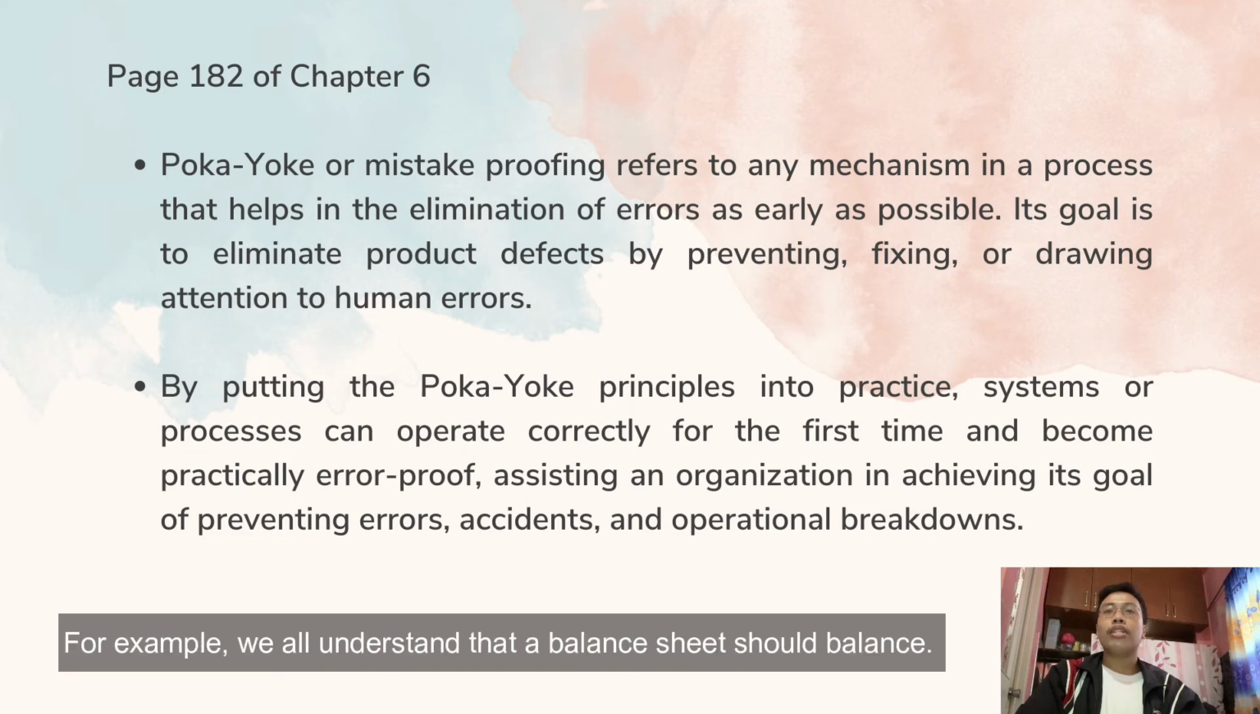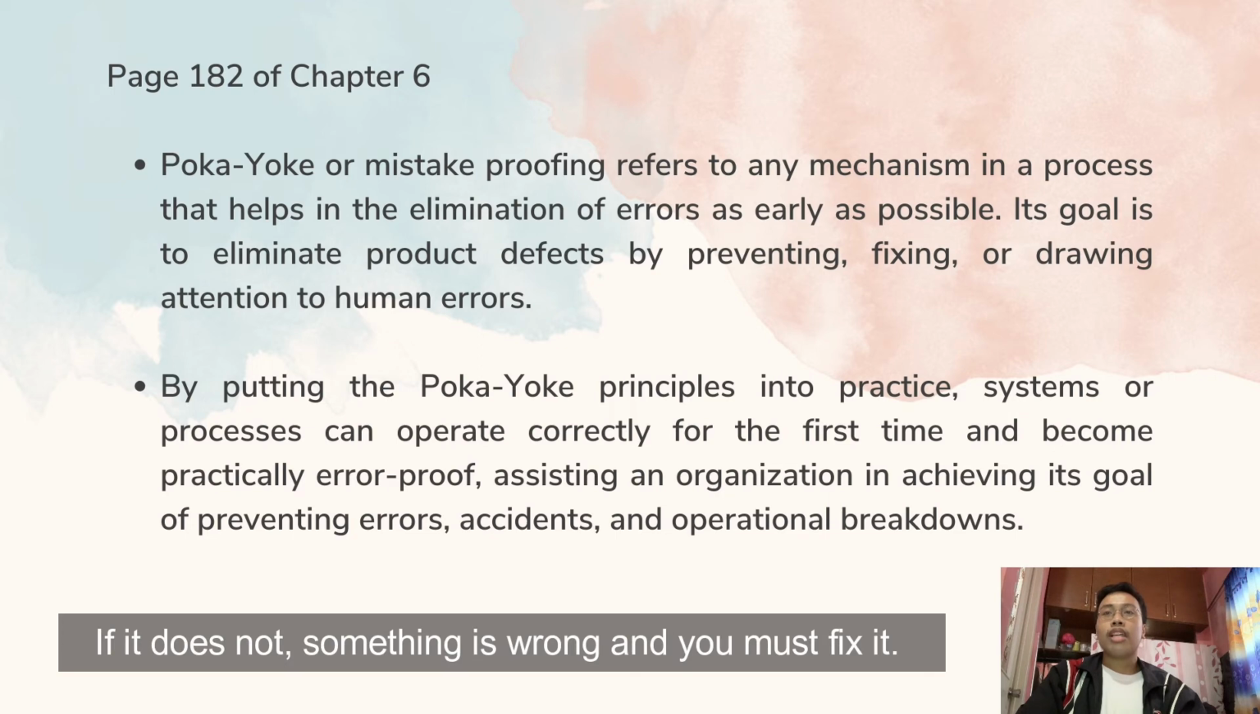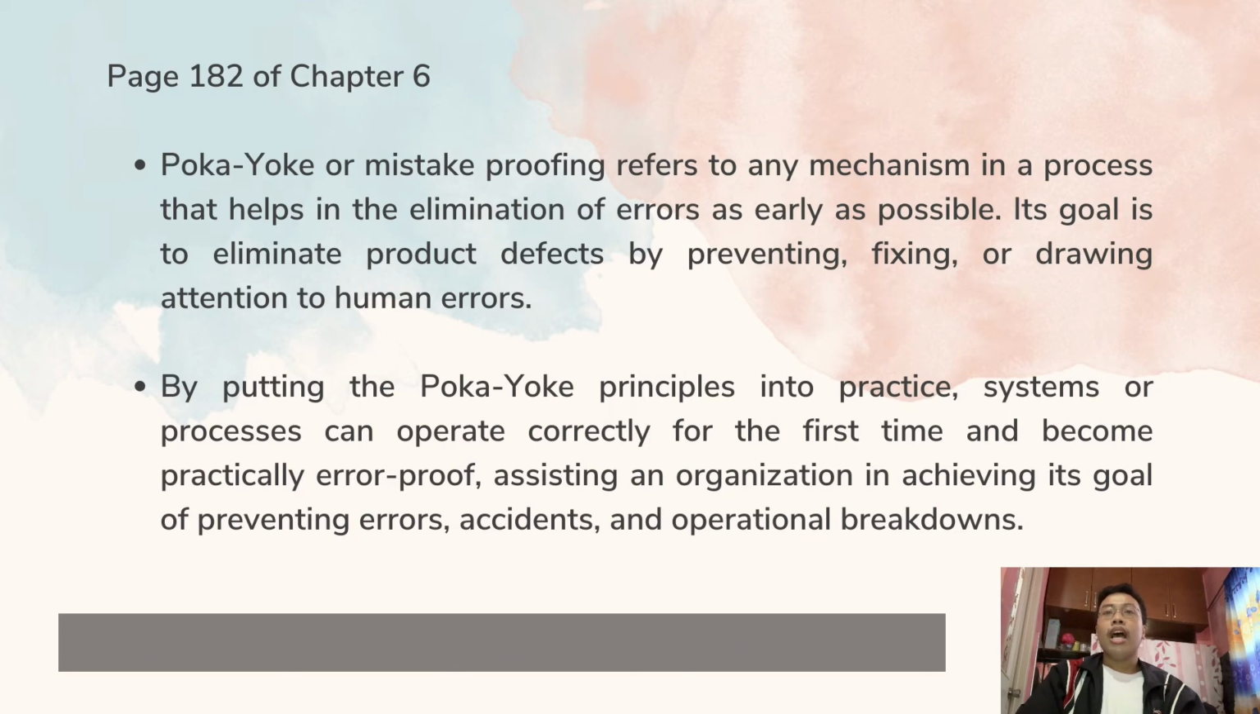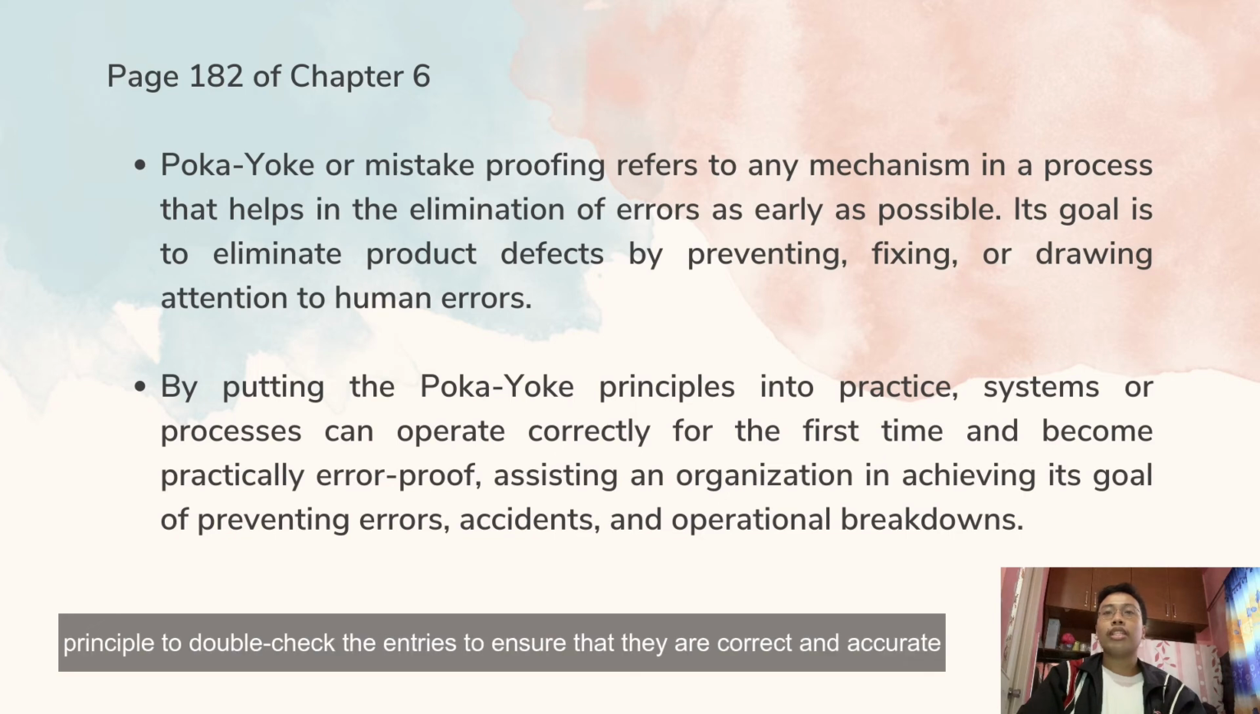For example, we all understand that a balance sheet should balance. If it does not, something is wrong and you must fix it. As an accounting student, we can use the Poka-yoke or mistake proofing principle to double check the entries to ensure that they are correct and accurate, because we may have omitted or duplicated assets, liabilities, or equity, or miscalculated the totals. That's why we prepare a trial balance to ensure that all general ledger entries are properly balanced before proceeding to the next process, which is to create an official balance sheet.